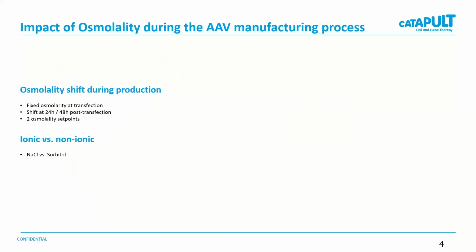Today, I have two data sets from two different experiments. I'm going to start with the first one. During this first experiment, which happened at small scale, 15 ml, we had a look at the impact of shifting osmolality during the AAV manufacturing process. We also wanted to look at the impact of using two ways of shifting osmolality, an ionic way or a non-ionic way.